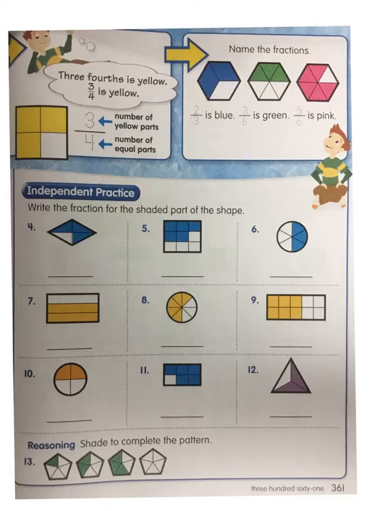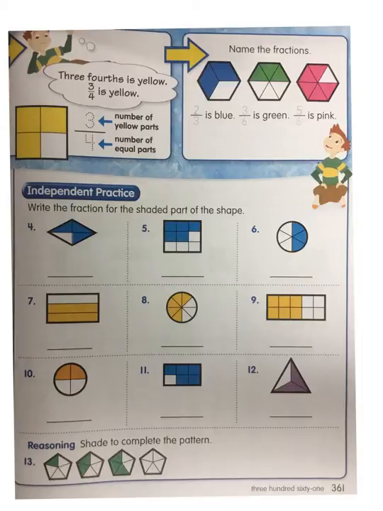All right, second graders, you're going to write the fraction for the shaded part of the shape. Remember, the number on top is the colored in parts. The number on the bottom is the number of equal parts. Number of parts in all. Number on top, colored parts. Number on bottom, all the parts. That's all the parts.